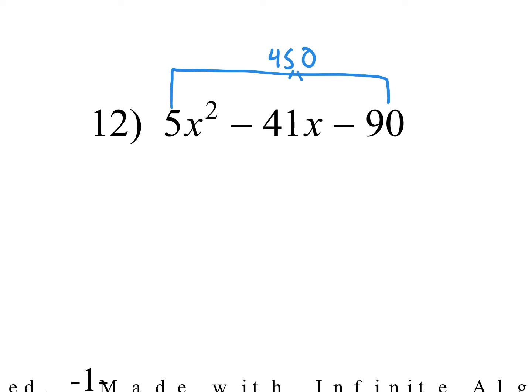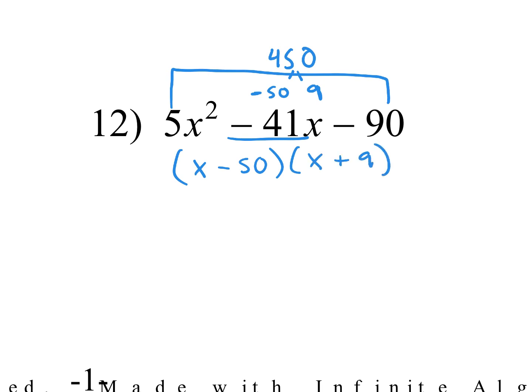And do I have two factors of 450 to add to 41? Perfect. 50 and 9. Which one's negative? The bigger number is negative since the middle is negative, so negative 50. So in my parentheses here, I have x minus 50 and x plus 9.